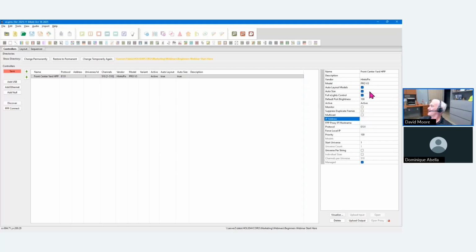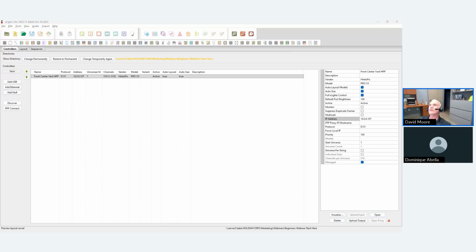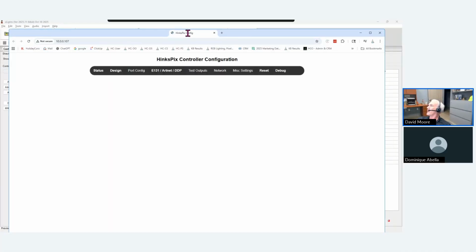We're just going to take all the defaults, put in my controller address of 10.10.10.107. Okay. So I'm going to go ahead and just save that over here on the left, and we're good to go. All right. At this point, you could go ahead and just click the open button and see if this will open up your controller.